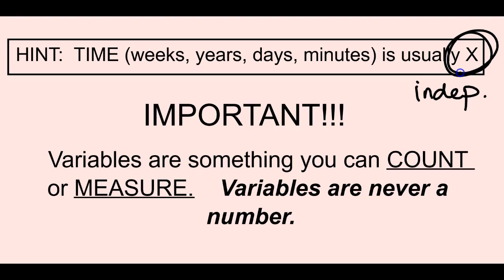And then really important too, write this down. Whatever space you have on your paper, there's a little bit of room. Remember that variables are always something you can count or measure. Variables are never a number. So when we get into the next set of examples, keep that in mind. You're looking for the things that you can count or measure, and they're not going to be a number.